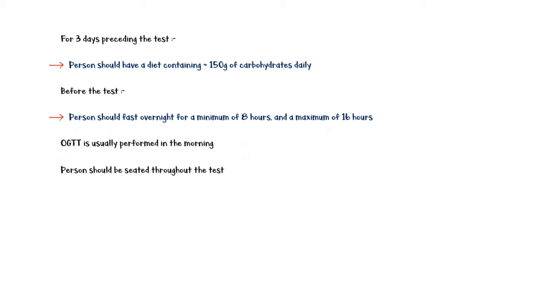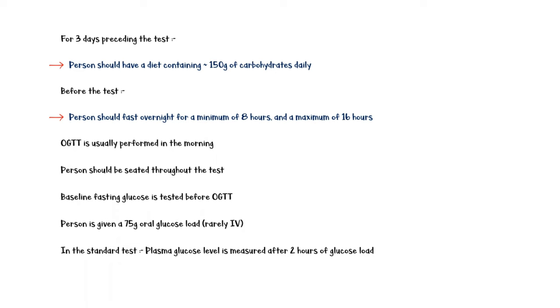The person is given a 75 grams oral glucose load. Very rarely, it may be given intravenously. In the standard test, plasma glucose level is measured after 2 hours of glucose load. However, in gestational diabetes, an additional measurement is taken after 1 hour of the glucose load.